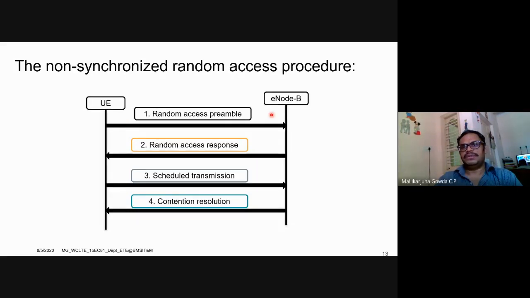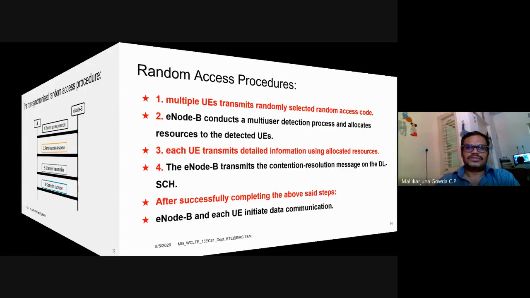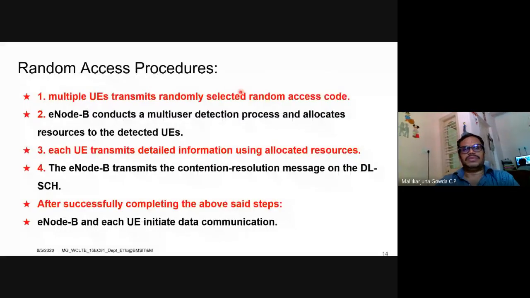So with that, the ENB will be able to differentiate the multiple user equipments' requests simultaneously. So this is what happens in the non-synchronous random access procedure. Okay, so I just told it in words here. What I said is, the multiple user equipments will be transmitting the randomly selected random access code to the ENB. So the ENB conducts a multi-user detection process and allocates the resources to the detected user equipments. Right? So each user equipment will transmit the detailed information using the allocated resources.